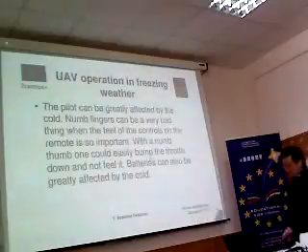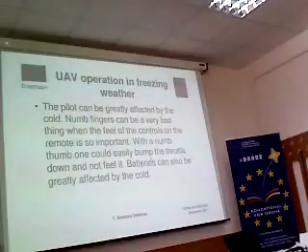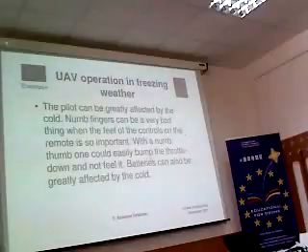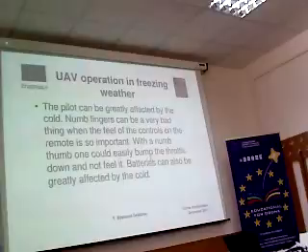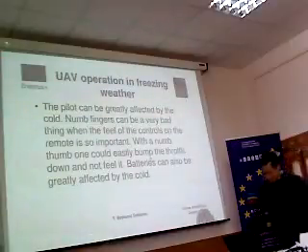The pilot can be greatly affected by the cold. For example, numb fingers can be very bad when the feel of the control on the remote is so important. With a numb thumb, one could easily bump the throttle down and not feel it. Batteries can also be really affected by the cold. So the cold is not good for the flight.